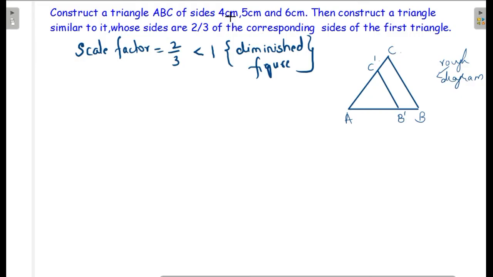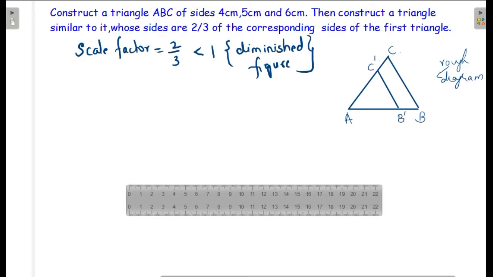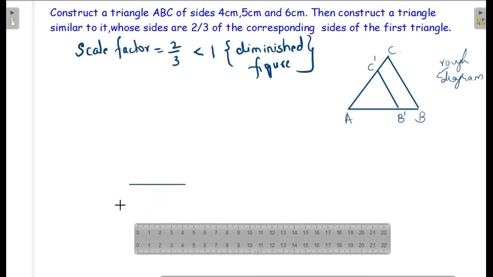First, we have to draw a triangle with sides 4 cm, 5 cm and 6 cm. Suppose I am taking the base of the triangle as 5 centimeters. Let us mark this as A and B. The other two sides are 4 centimeters and 6 centimeters.